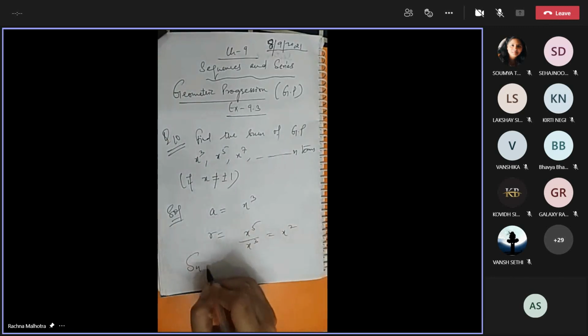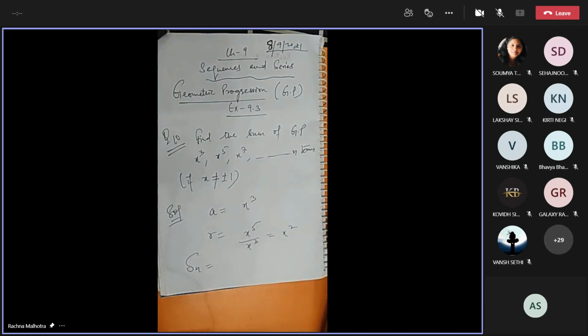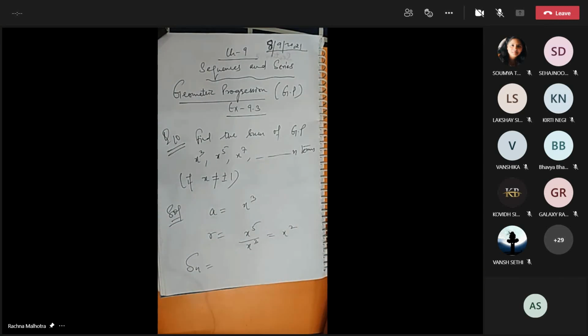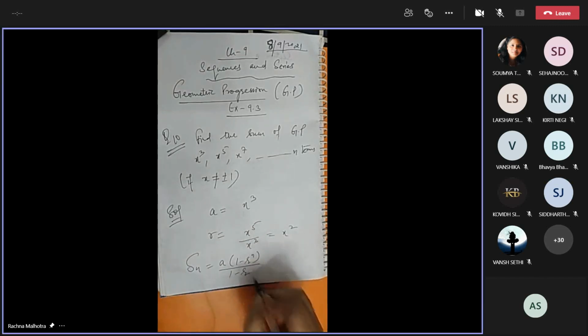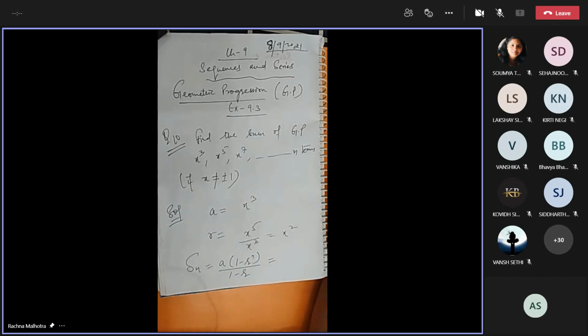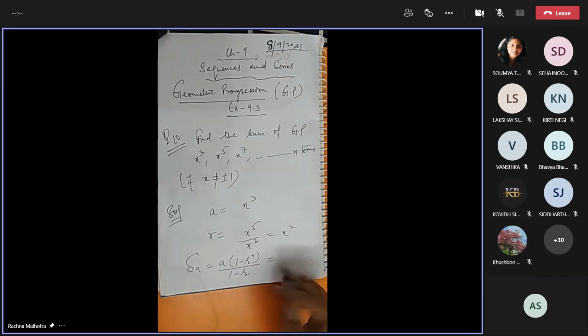Now please check Sn because we are talking about sum to n terms. What is the formula for Sn? A multiplied by 1 minus r to the power n, over 1 minus r. Or you can write here also r to the power n minus 1, if you take minus common. आप ये भी use कर सकते हो. Presentation is different, otherwise the meaning is same.